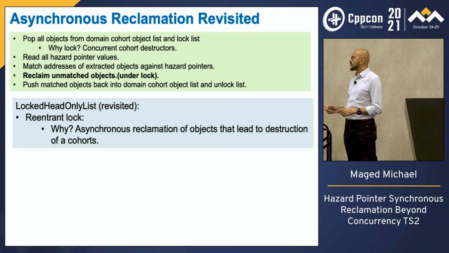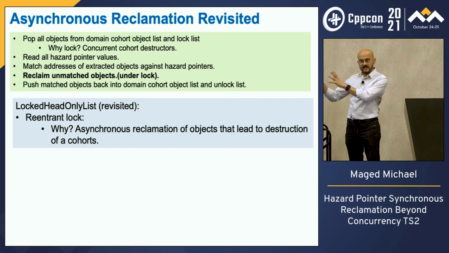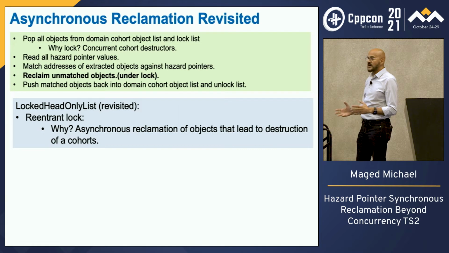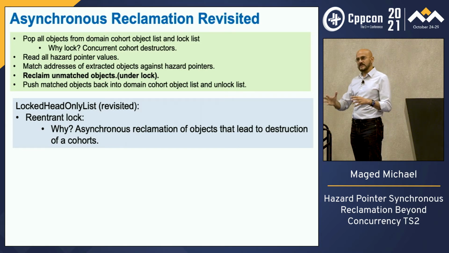That lock needs to be reentrant under this algorithm. Why? Because we could be doing asynchronous reclamation of an object, and that object's destructor entails the destruction of a cohort. Now we have to execute the cohort destructor synchronously, and we're already holding the lock, so we need to make that lock reentrant in this case.